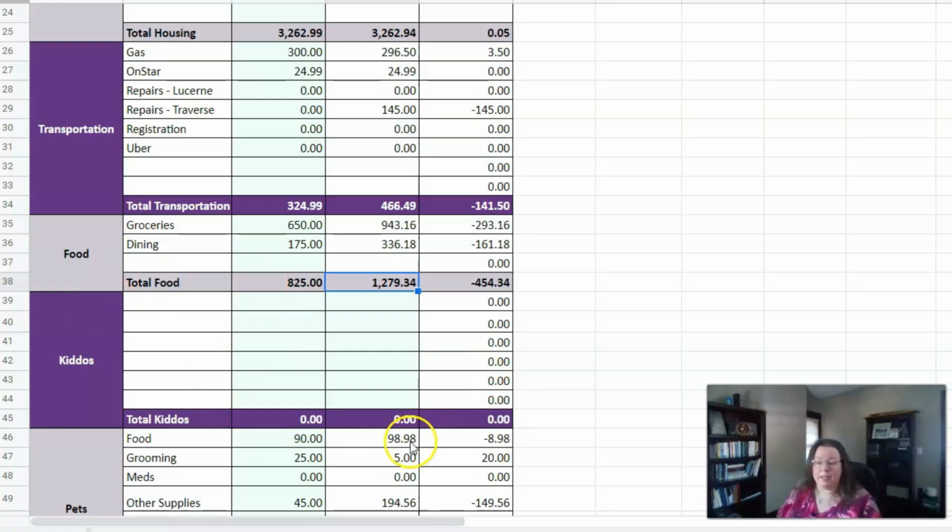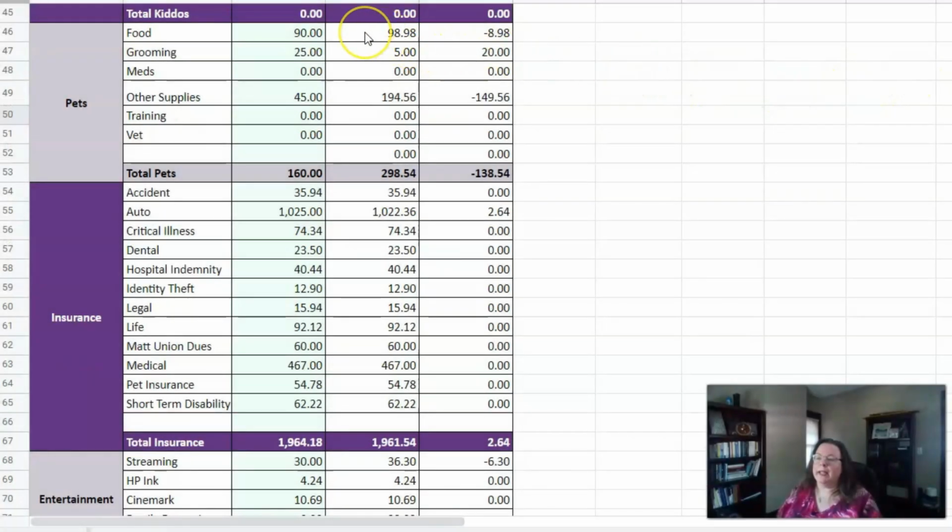For kiddos, we didn't have any expenses. We didn't plan on any, and we didn't have any. So we were on target with that, at least. In pets, we spent $98 on food and only $5 on grooming, and I'm not sure why that doesn't reflect $25. I'll have to check on that.